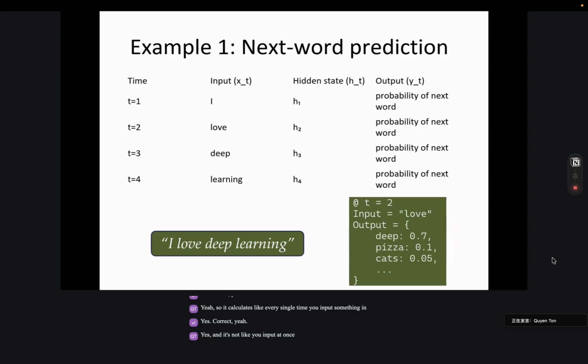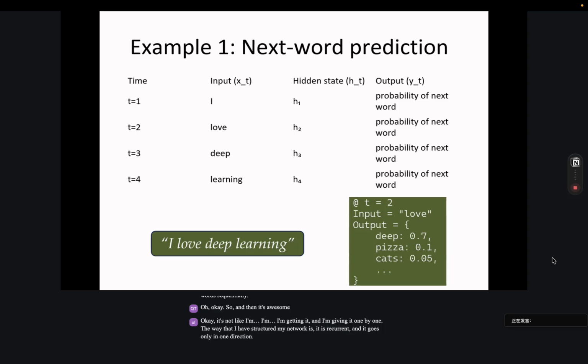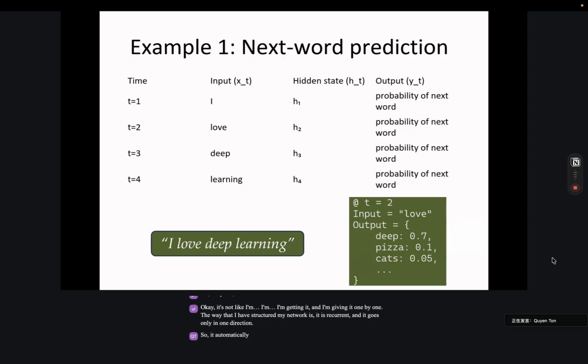And it's not like you input I love deep learning at once. No, no. I just give the sentence. It looks at each of the words sequentially. Oh, okay. So it's not like I'm giving it one by one. The way that I have structured my network is it is recurrent and it goes only in one direction. So it automatically cuts out each word, does the calculation and predicts the next one. Yes, that's the job of the hidden state. Got it. Thank you.